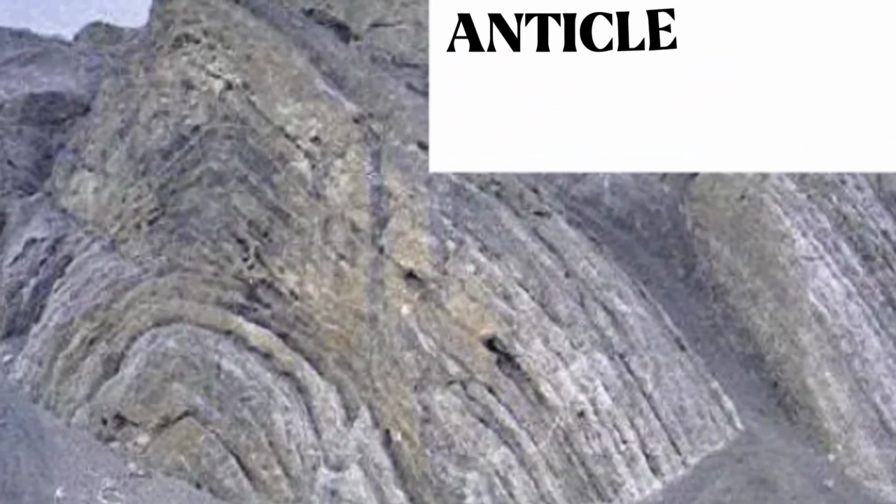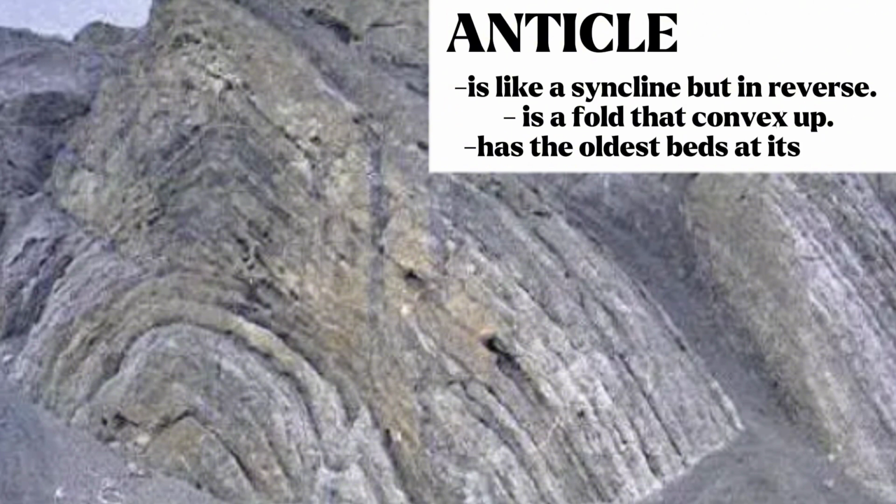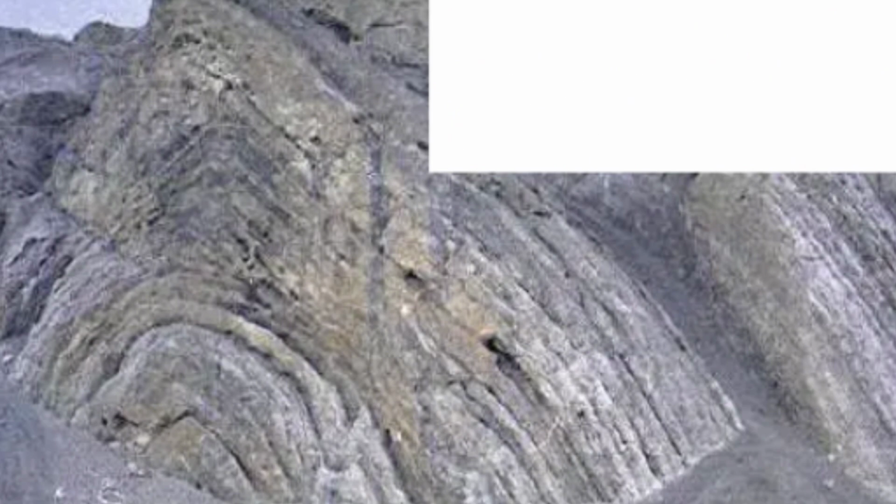Next is anticline. If you have noticed, anticline is like a syncline but in reverse. An anticline is a fold that is convex up and has its oldest bed at its core. Anticlines are often flanked by synclines, although in real life, additional faulting and erosion can mask the relationship between the two. Anticlines form many excellent hydrocarbon traps and so are very interesting for oil prospectors.